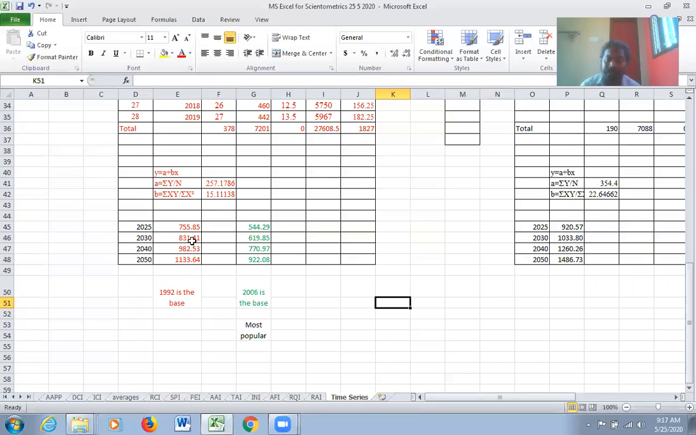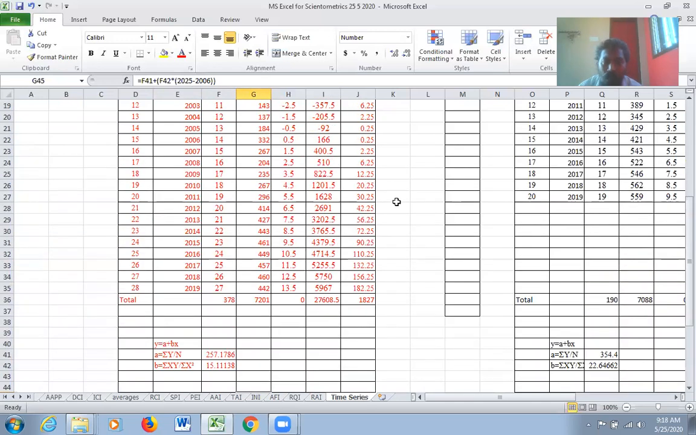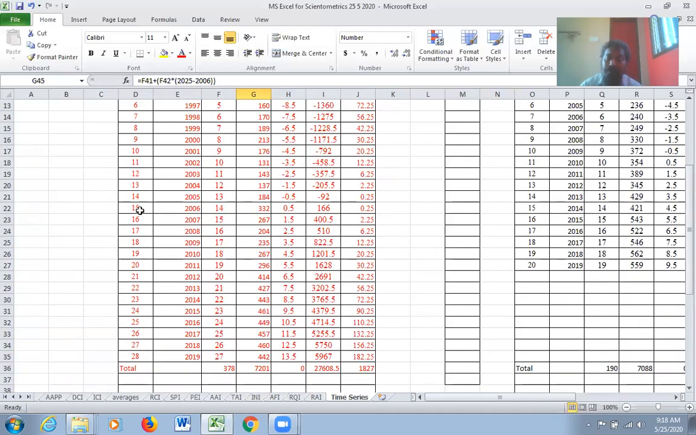Fine. But in a good number of papers, I see they have not used the beginning year 1992. Instead, they use the middle year. For example, if you want to calculate the future output of 2025, you take the A value plus B value multiplied by 2025 minus, instead of writing 1992 as in the previous case, you need to write 2006. What is this 2006? That is the 15th value.